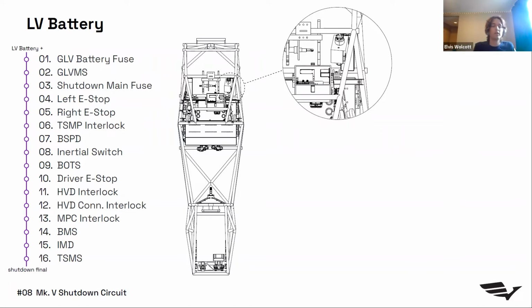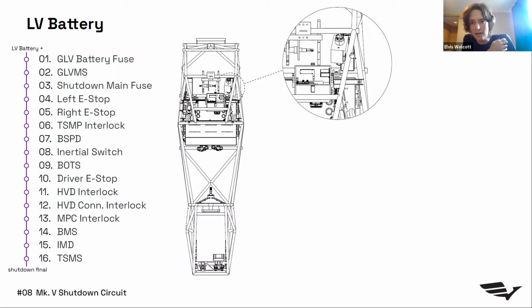So the shutdown circuit starts with the low voltage battery. On Mark 5, this is mounted on the back right of the chassis. This diagram is oriented such that what I call left and right are going to be swapped. When I say left, I'm going to mean the driver's left. And this is obviously top to bottom. So the driver's left is on the right on this diagram, just to make things more confusing. Can you see my mouse?